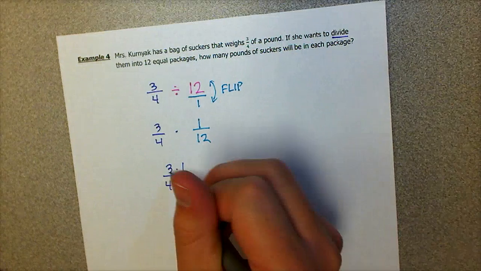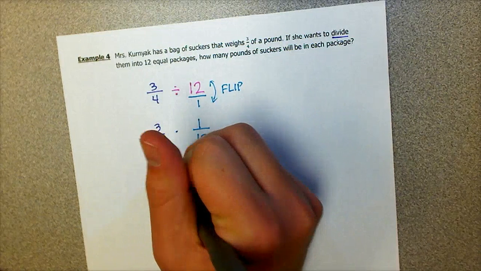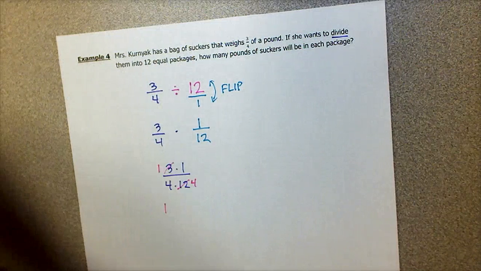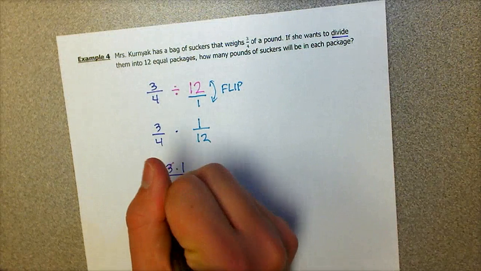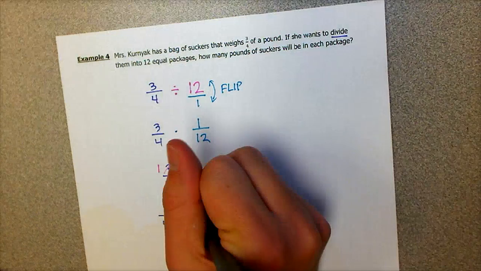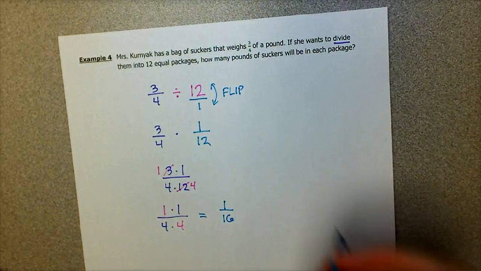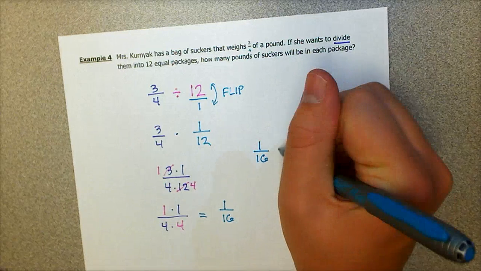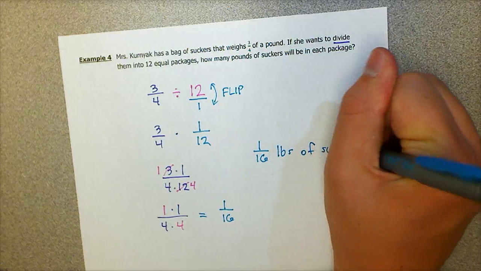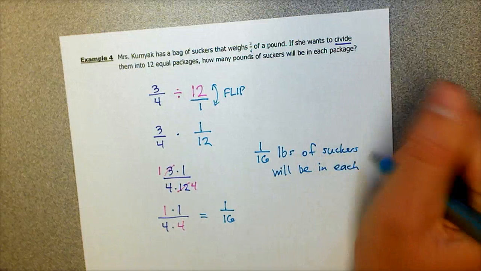I see a 3 on the top and a 12 on the bottom. Both are divisible by 3, so I can cancel. And I get a 1 and a 4. So now we have 1 times 1 over 4 times 4, which gives me an answer of 1/16. So that means that 1/16 pounds of suckers will be in each package.